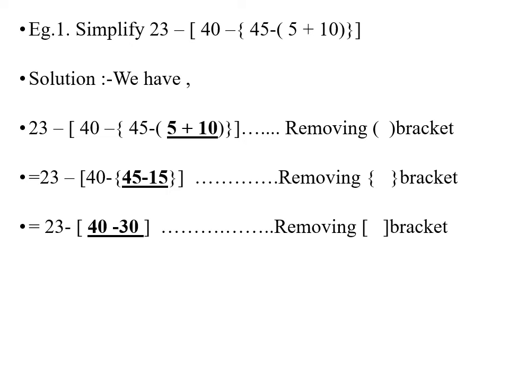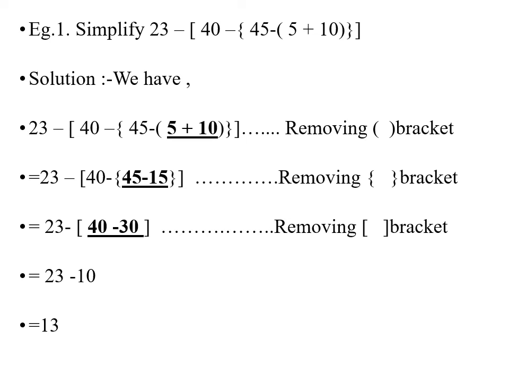Now only one bracket is left, that is the square bracket. In that square bracket, 40 minus 30, I have already underlined the digits. 40 minus 30 is left. So we have to solve that first because those numbers are in the bracket. So the next step will be like this: 23 minus 10, that means 40 minus 30 equals 10. All the brackets are removed. Now only two numbers are left, that is 23 minus 10. So the answer is 13. This is how to solve numerical expressions which involve brackets.